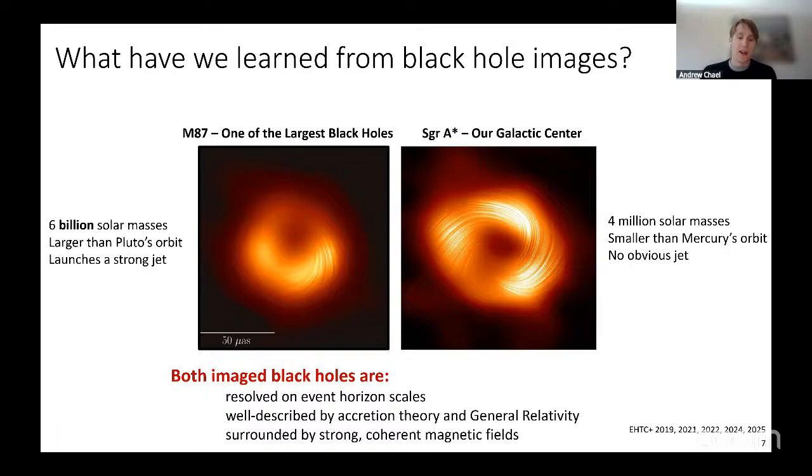We've also seen that the images are well described by our best theories of both astrophysics and general relativity. So we think that we understand how the gas is heated up and produces this characteristic ring-like emission. And we think that the central brightness depression is being driven by gravitational redshift and lensing. And we also know from the polarization, which we'll cover in more detail later on, that these black holes are surrounded by strong and coherent magnetic fields, which are very important in determining how they interact with their environment.